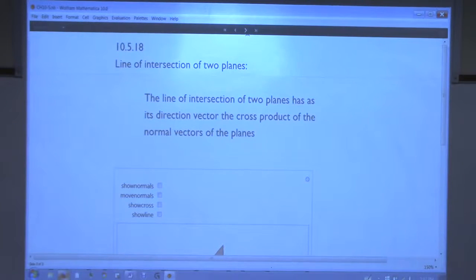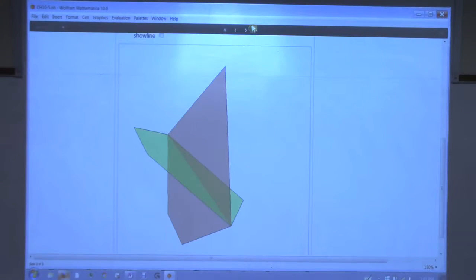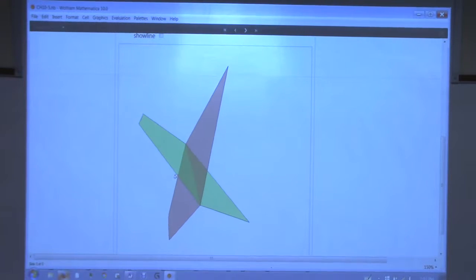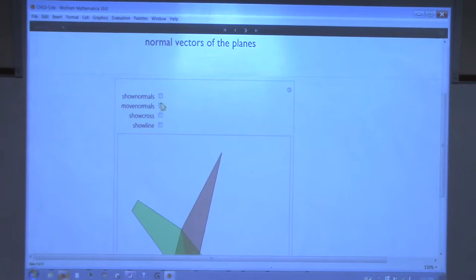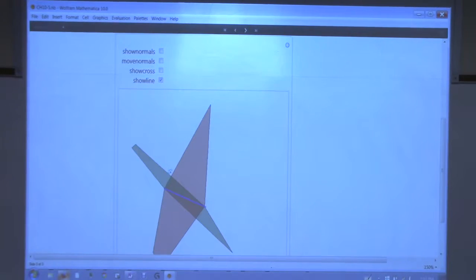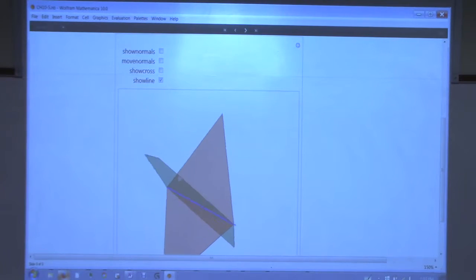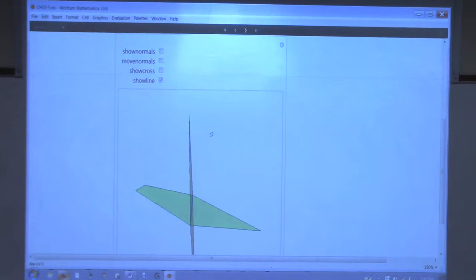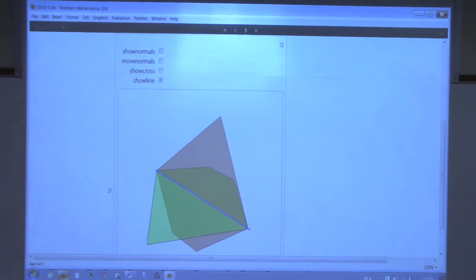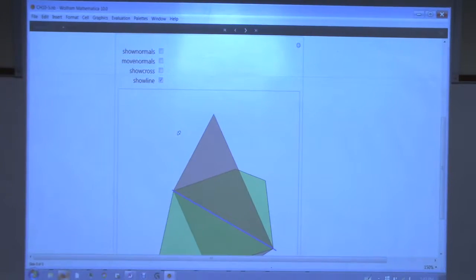So here's the visual of what's going on. We've got two planes sitting here, and they hit each other in a line. Here's the line. Now that line extends forever in each direction, right? And since it's a line, I should be able to find the vector equation of it, right? That's what we did last class. There should be some vector equation for this line.